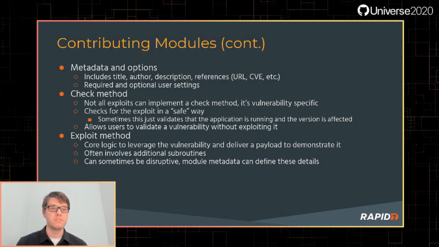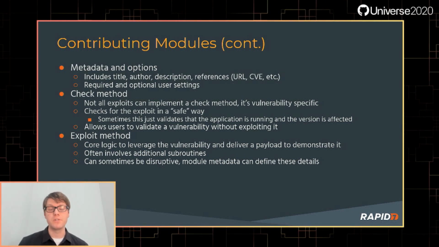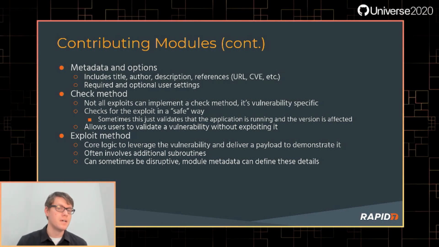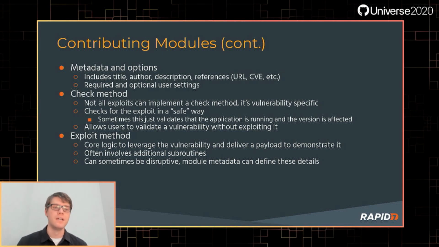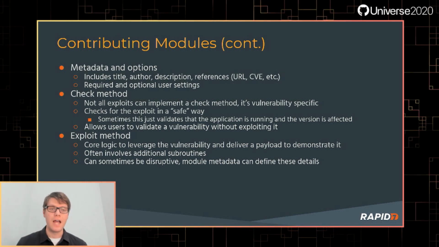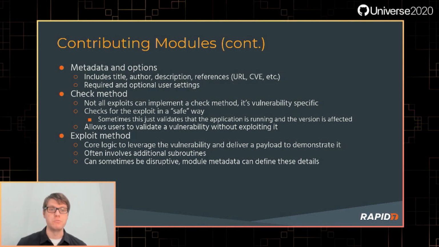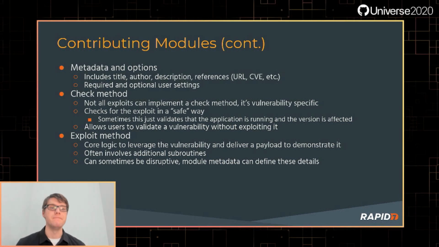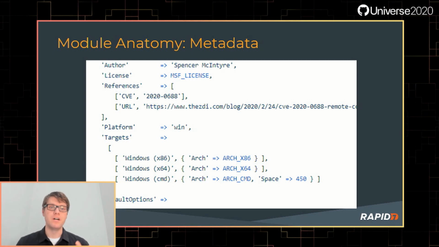It's very specific to the vulnerability, but the idea is to provide a safe way to see if we think an exploit is going to work without actually exploiting the system, which can unfortunately be inherently dangerous sometimes. There's a chance that you may crash the service, and that may be undesirable. Of course, we understand that, so we provide check methods that are intended to be very, very safe. And then, of course, the core of the logic is going to go into the exploit method, which is actually going to leverage the vulnerability to deliver a payload and demonstrate the vulnerability itself.